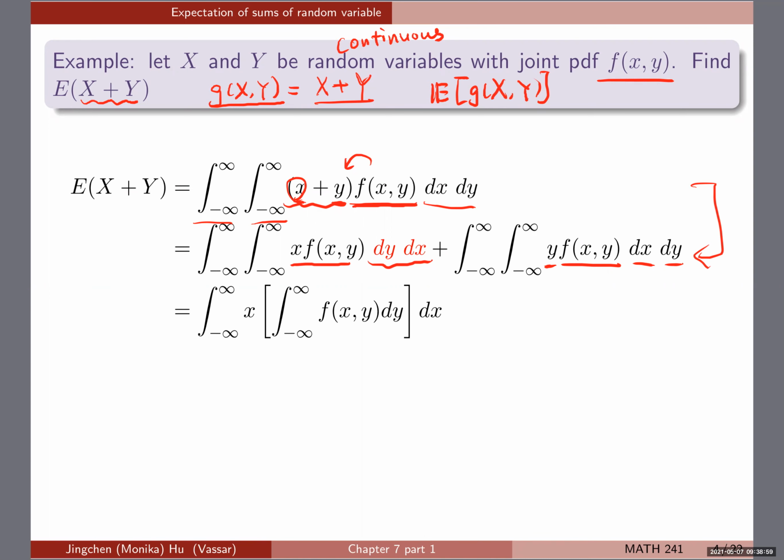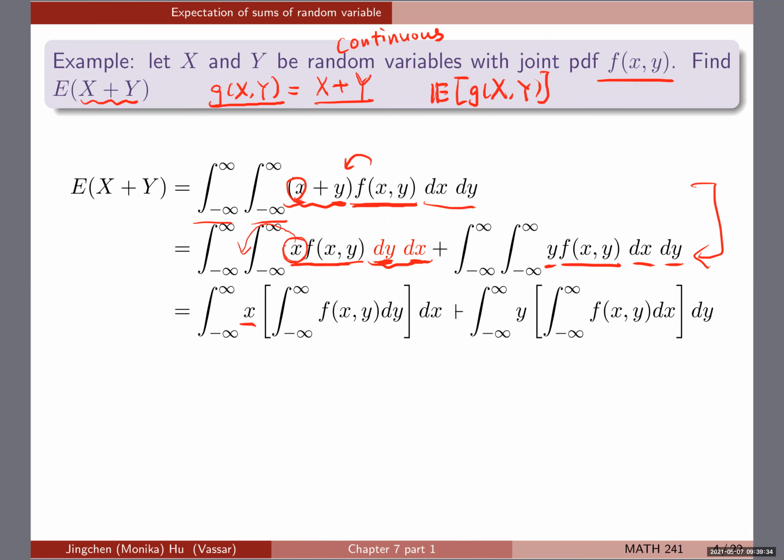Now I hope you can see why I wanted to do dy dx in the first place. If I'm doing dy dx, one thing we can immediately do is that this x, multiplied with f(x,y), is a constant with respect to y. So I can bring my x outside of the first integral, the inner integral. Now I have x here, and then I'm doing my integration of f(x,y) dy from negative infinity to positive infinity. Similarly, I do that.